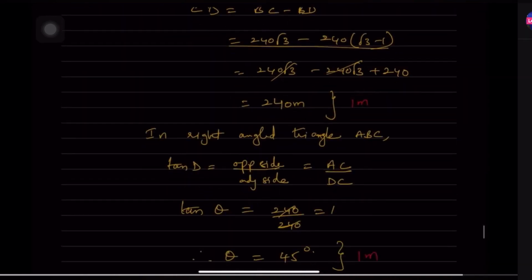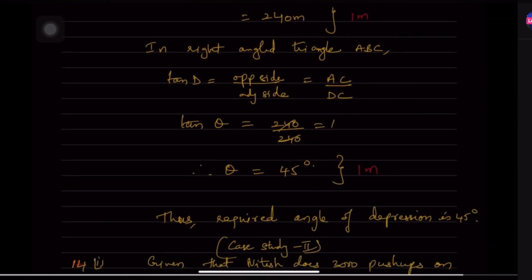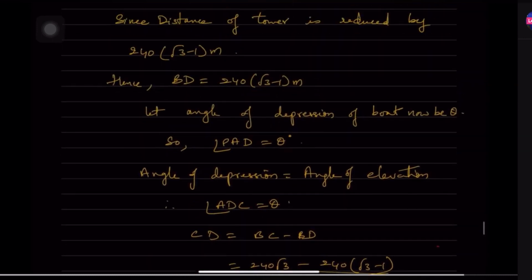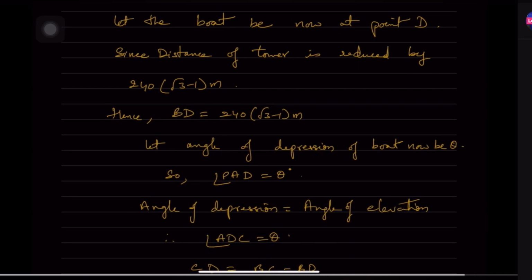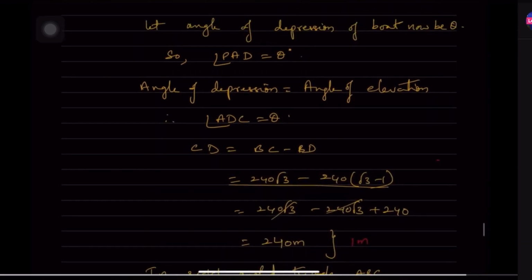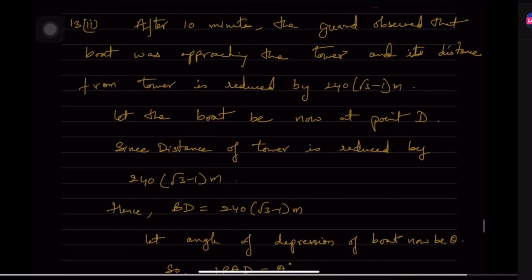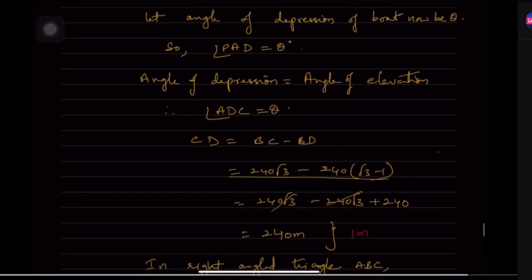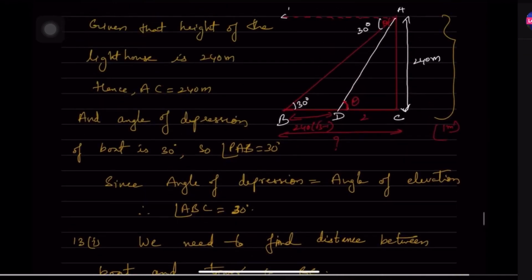Now what is DC? We'll find out. You are having tan D is equal to, and here BD is equal to 240 into root 3 minus 1 meters. Let the new angle of depression be theta. So angle PAD is equal to theta. That means angle of depression is equal to angle of elevation, which means angle ADC is equal to theta. Now what is CD equal to? CD is equal to BC minus BD. Now you are having BC equal to, we have found it to be, 240 root 3.